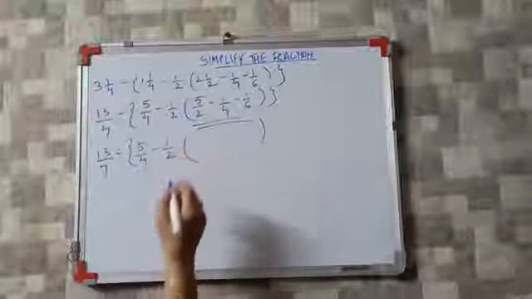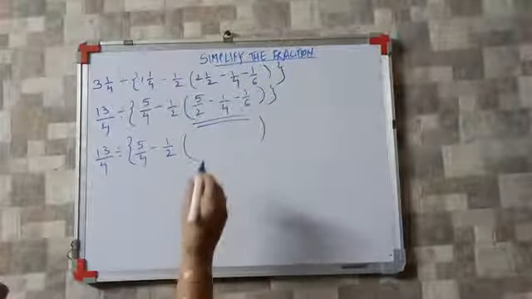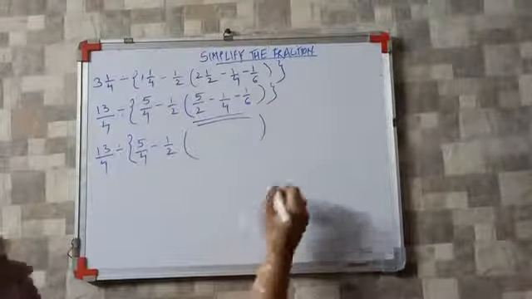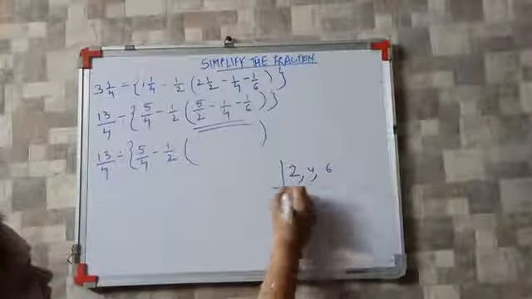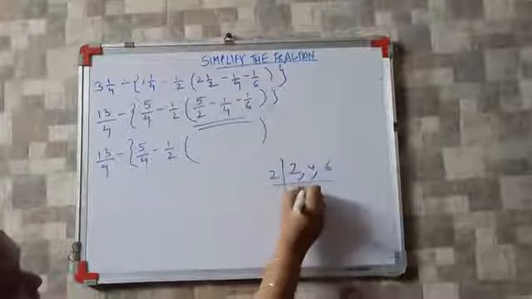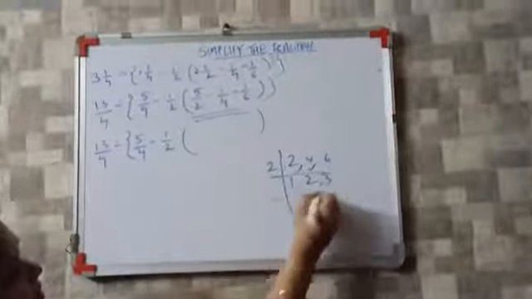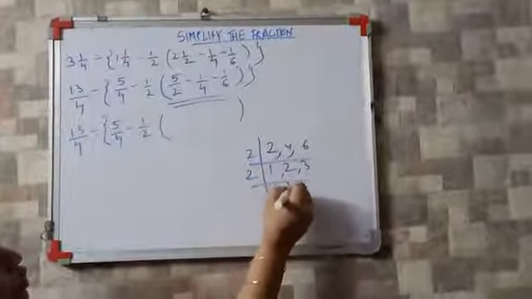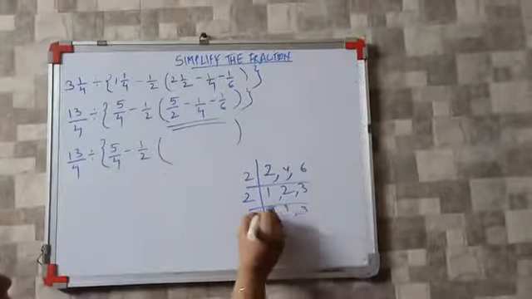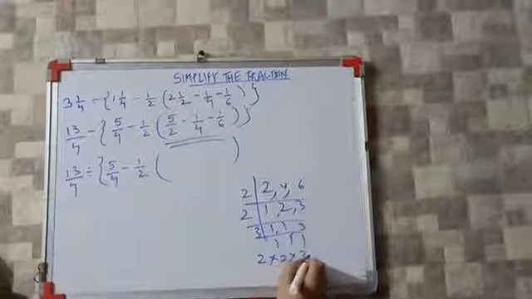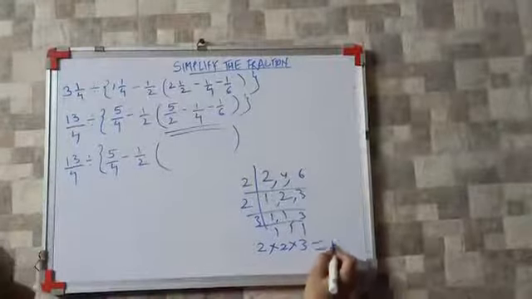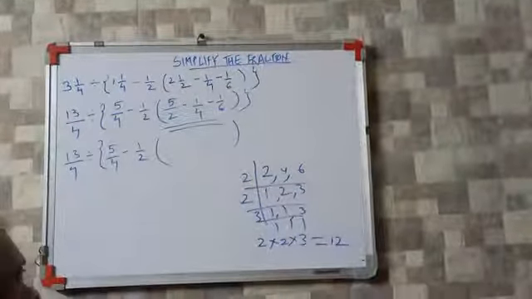Okay. So how will we subtract? The denominators are not the same, so first we will find the LCM. 2, 4, 6. What is the LCM? 2 1s are 2, 2 2s are 4, 2 3s are 6. Again 2, 1, 3. So 2 into 3. So 2 2s are 4, 4 3s are 12. The LCM is 12.